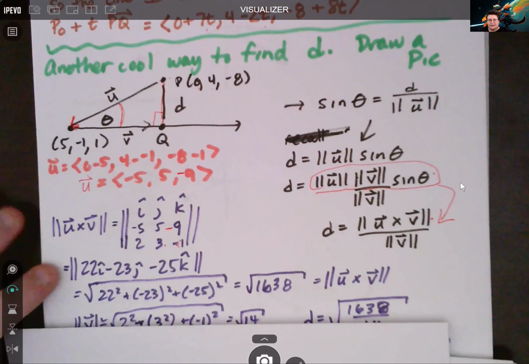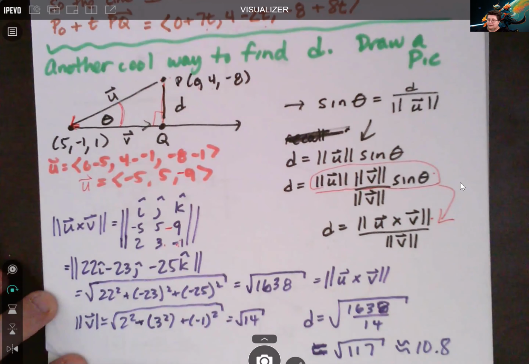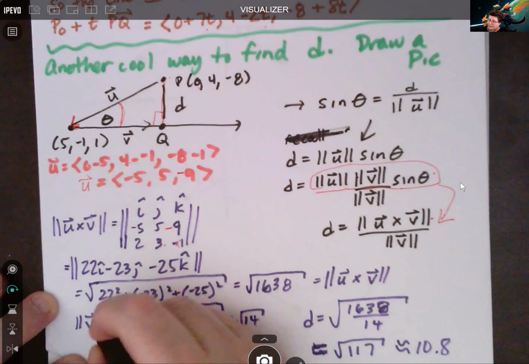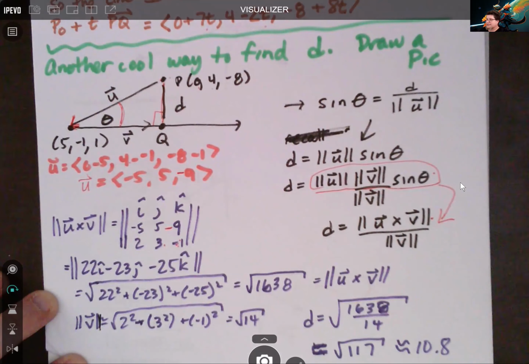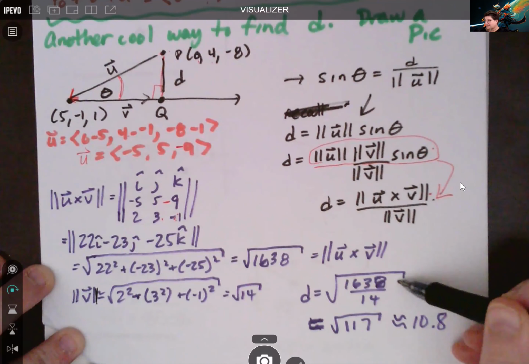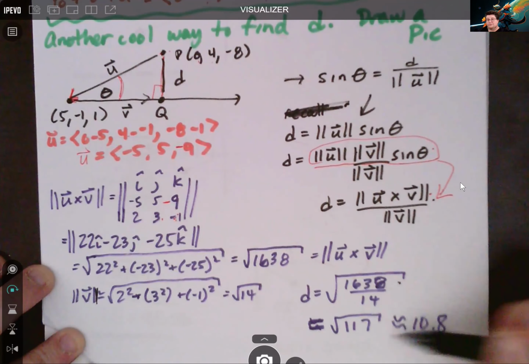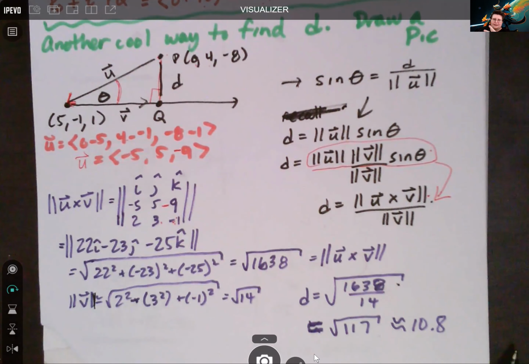When we take the magnitude of that vector, we get the square root of 1638. V had a magnitude of square root of 14. And so when we do D, we plug those values in. The square root of 1638 over the square root of 14 gives us the square root of 117, which is, again, approximately that 10.8. That'll wrap up 11.5.